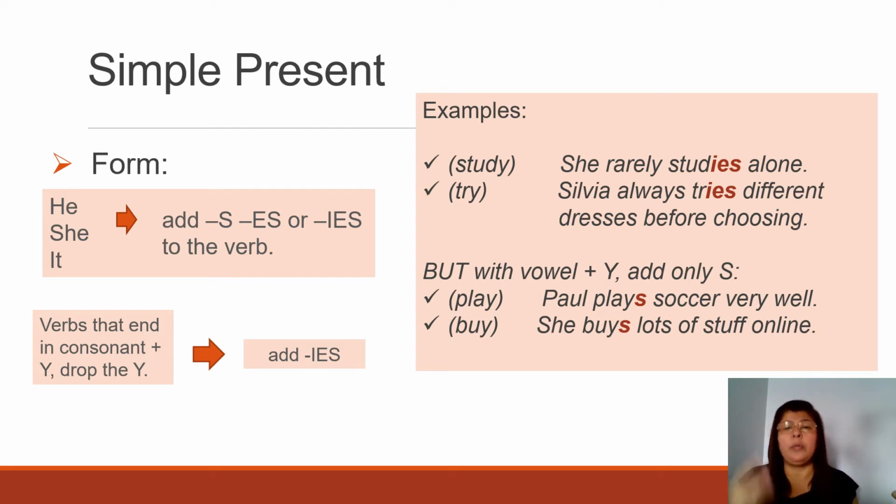So Paul, third person, because Paul equals he, and the verb play, as it is a vowel plus y, you add only s. The same with the verb buy. She buys lots of stuff online. Okay, so buy ends in vowel plus y. So you don't use ies. It's general rule. She buys. Okay?